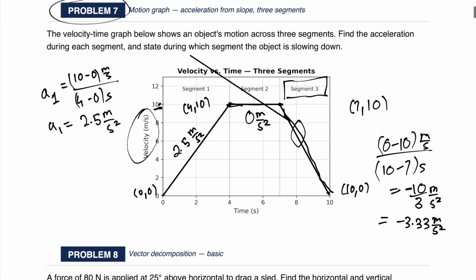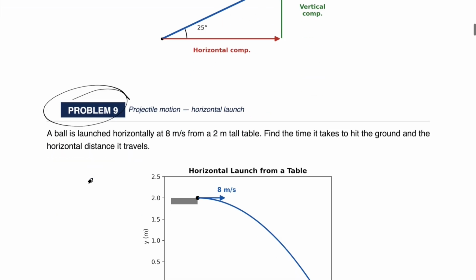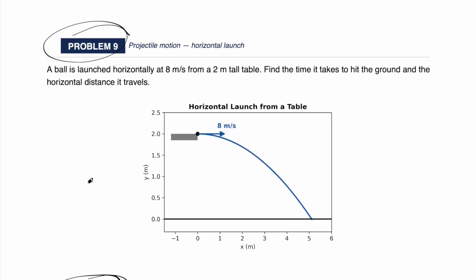Problem 8 is a basic vector decomposition. I won't be going over that. It's just cosine and sine. Okay. We have projectile motion from a horizontal launch here. Problem number 9. A ball is launched horizontally at 8 meters per second. So velocity x initial is 8 meters per second from a 2 meter tall table. So yeah, the table is up here at 2 meters. Find the time it takes to hit the ground and the horizontal distance it travels.